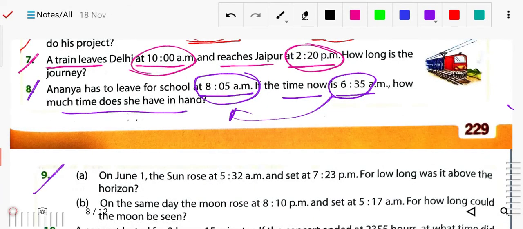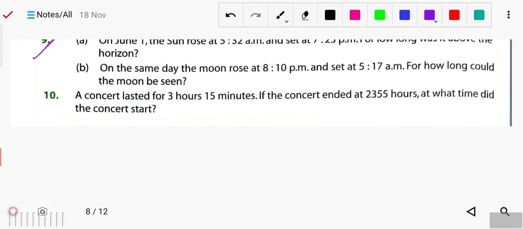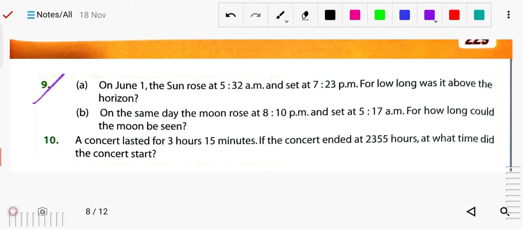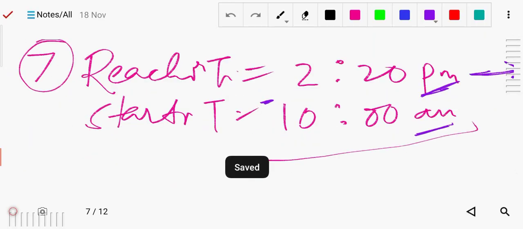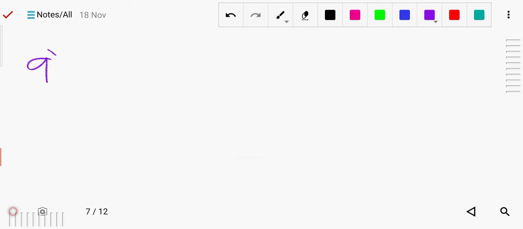Now number 9. You can see, on June 1st the sun rose at 5:32 a.m. and set at 7:23 p.m. How long is it above the horizon? It means it rose at 5:32 and set at 7:23. This is the finishing time and this is the starting time, so you have to subtract again. So do number 9 the same way; you have to subtract. Okay, only subtraction is there.